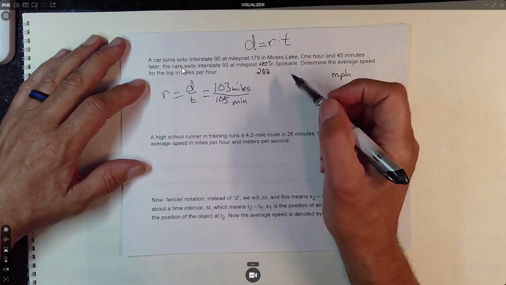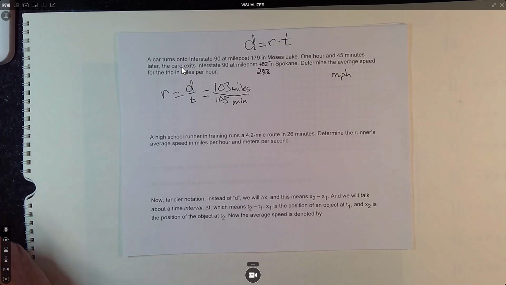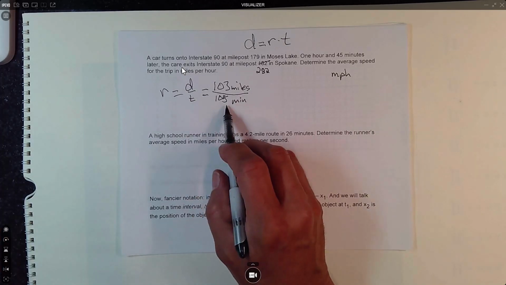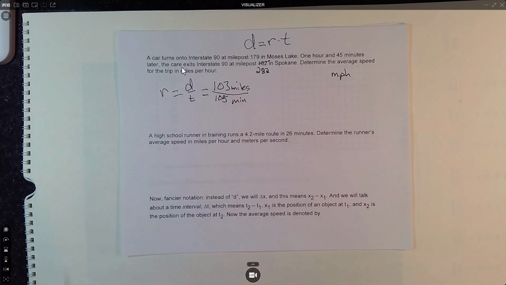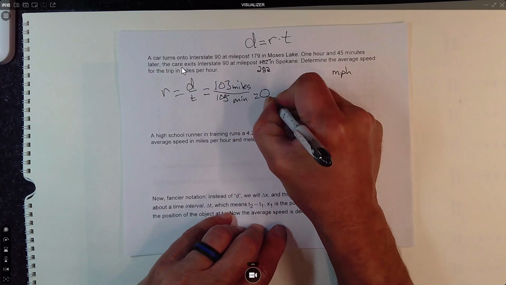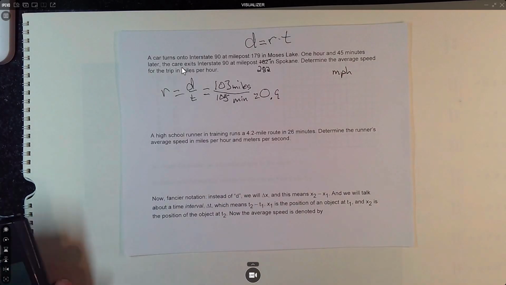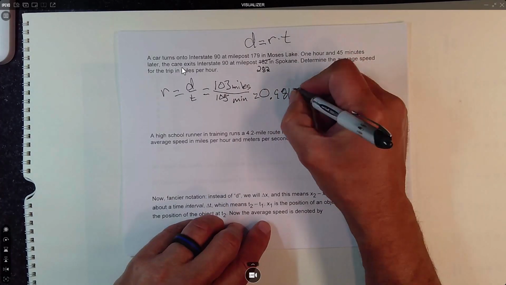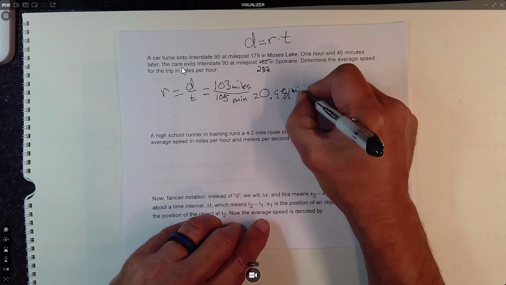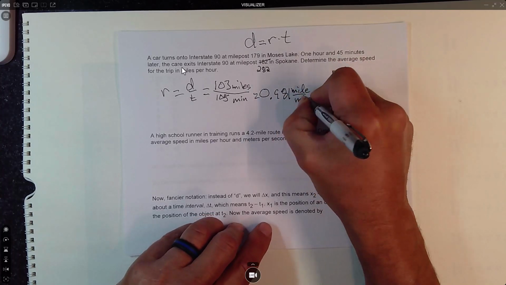But anyway, let's go ahead and do the calculation on here. 103 miles over 105 minutes. Those are each probably good to 3 significant figures, so we'll just go with that. And I get about 0.9. Let's see, I need to show more significant figures on my calculator. And that's miles per minute.